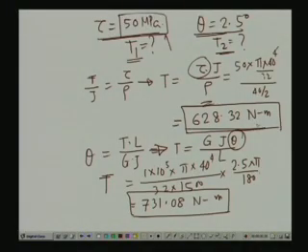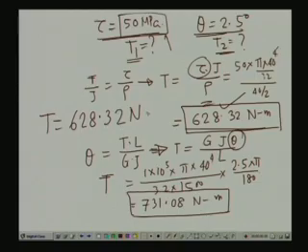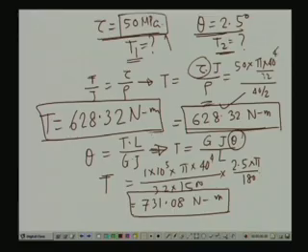Now, since we have to satisfy both the criteria, the limiting value of the twisting moment will be 628.32 Newton meter. So, the maximum value of T which can be applied in this particular case is 628.32 Newton meter. So, this is the answer for this particular example.